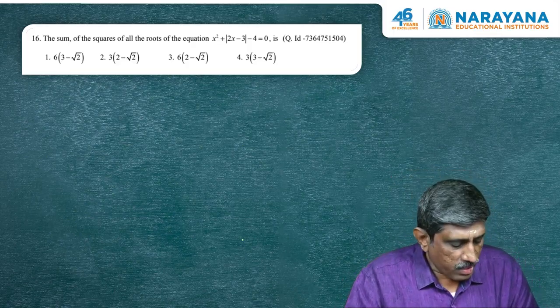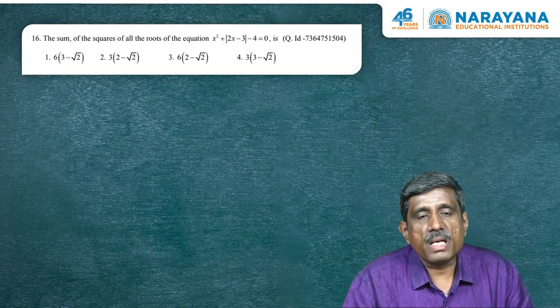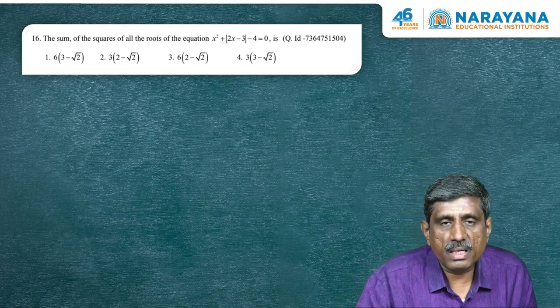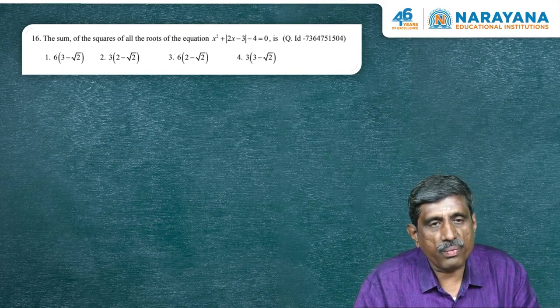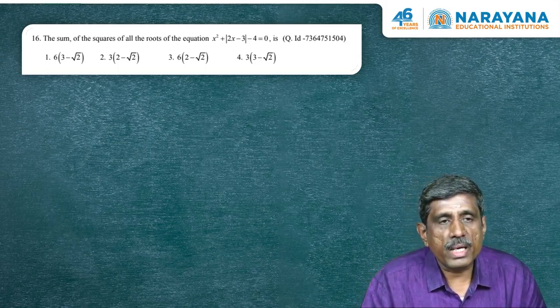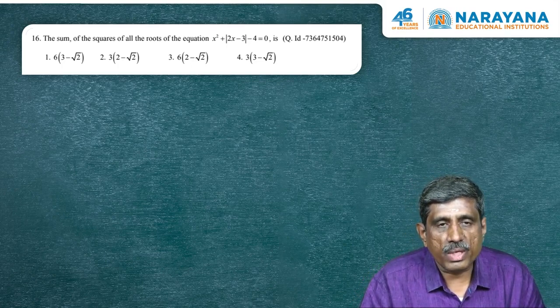The sum of the squares of the roots of the equation x square plus modulus of 2x minus 3 minus 4 is equal to 0. We have to find the roots of this equation and the sum of the squares of the roots.